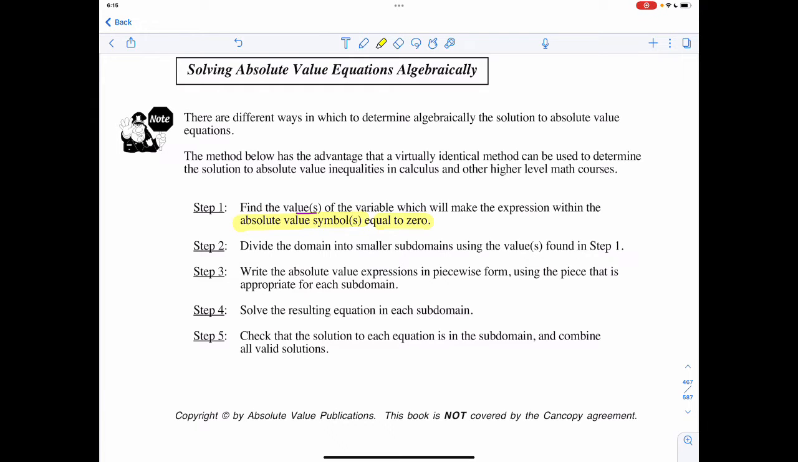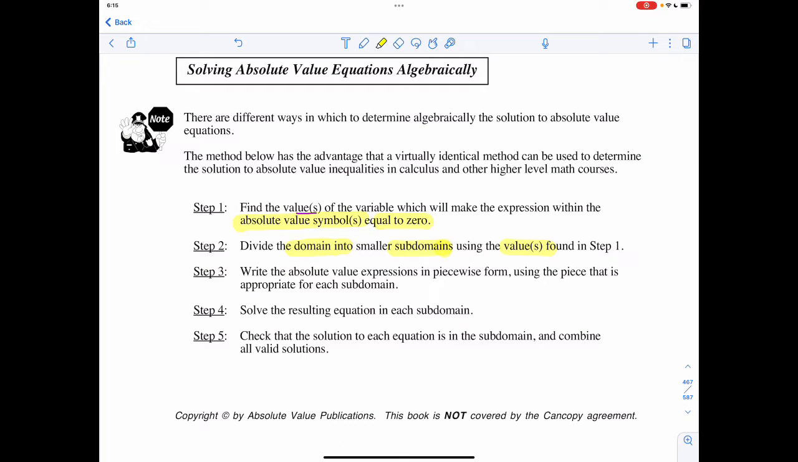Just looking at the absolute value symbols. This is like when we're trying to solve our piecewise function, where we know that this is where it's going to change shape. When the absolute value equals 0, then it would change directions or reflect, because that's where it would drop below the x-axis if that was the function. We're going to divide the domain into smaller subdomains using the different values found in step 1.